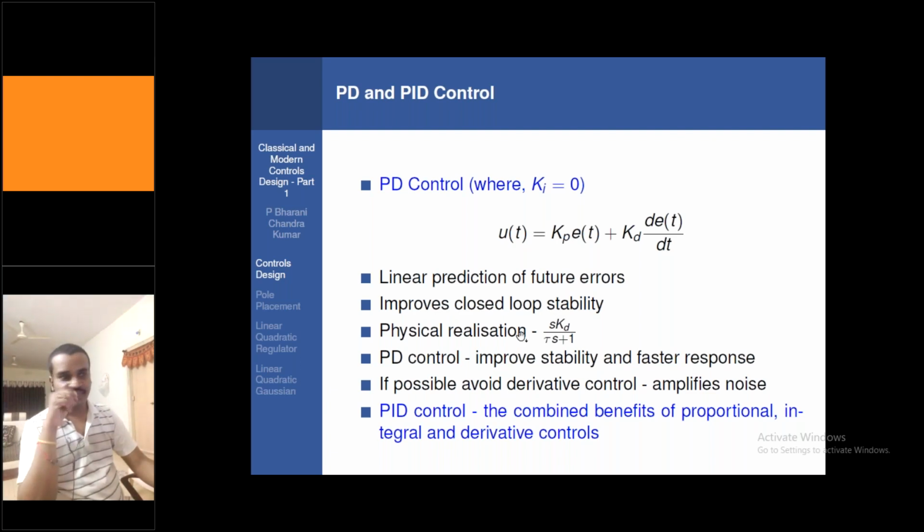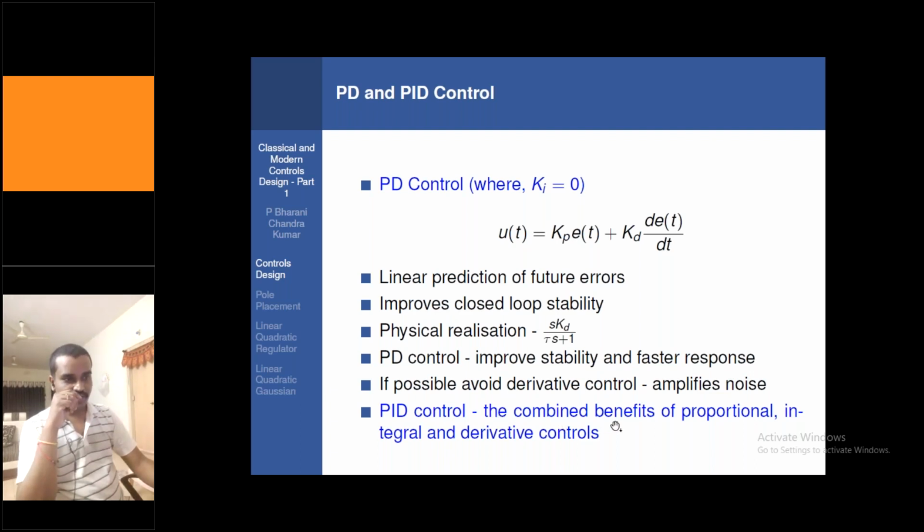However, the physical realization is very difficult, almost impossible, if you use the derivative action alone. If I take the Laplace transform of this derivative action, the Laplace transform of d by dt is nothing but s times E(s). The physical realization is very difficult. So to avoid that, instead of s times KD, they use tau s plus 1. This tau is a time constant, which needs to be tuned based upon the requirement. The good thing about this is it improves the stability and gives a faster response. But the bad thing is that one has to avoid derivative control as much as possible because it will amplify the noise. If your system has some noise, then the derivative control will obviously amplify the noise.